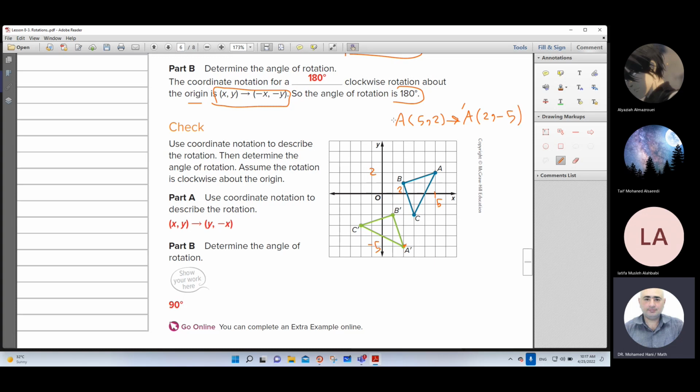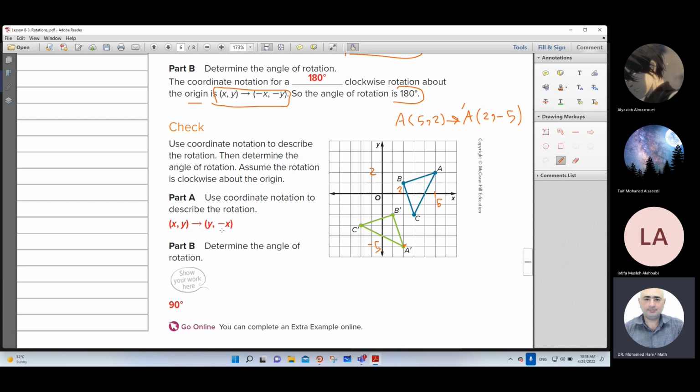And when you compare between A and A prime, you will get here: the X in A, take the opposite X and put it in the Y. The opposite of 5, negative 5, put it in the Y. Then take the Y, put it in the X. So in this case, we have this rule. Each (x, y) will be what? Will be (y, negative x).